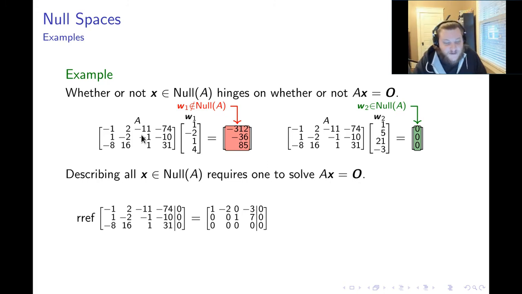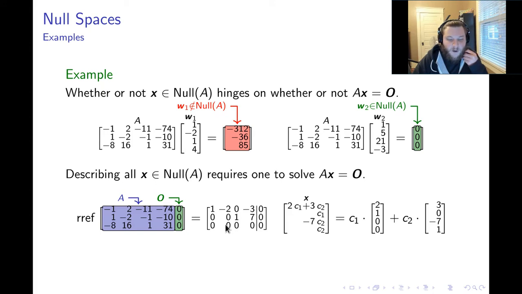I can take the same matrix we started with up here, and if I'm interested in describing everything in the null space, I need to set up the system AX equals 0, which is obtained by taking A and augmenting with the zero vector. Then I do my row reductions over here. Of course I get a consistent system because I don't have a pivot in the augmented column. I have 2 dependent variables and 2 free variables.